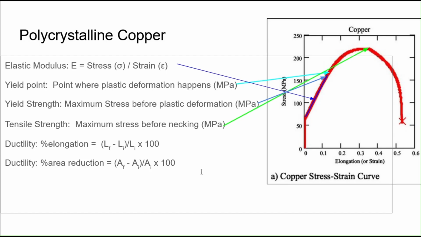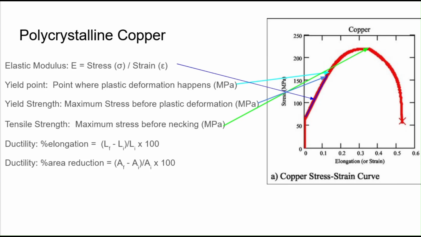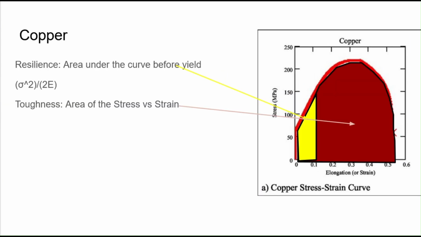This is just before it starts necking. Ductility is the ability of a material to plastically deform before fracturing. The percentage of elongation is calculated by the change in length divided by the initial length, times 100 to get the percentage. The percentage of area reduction is calculated by the final area minus the initial area divided by the initial area, also times 100 for a percentage.